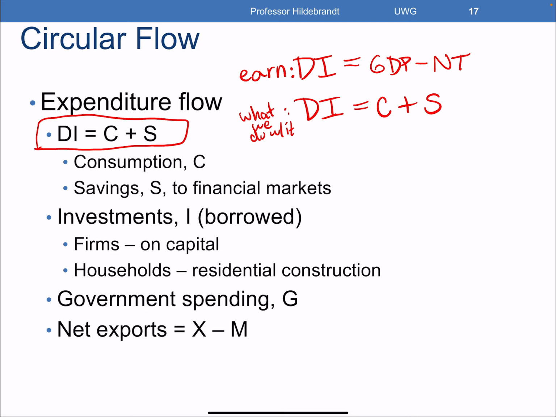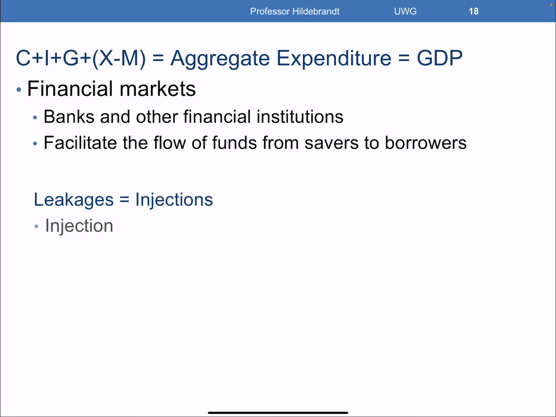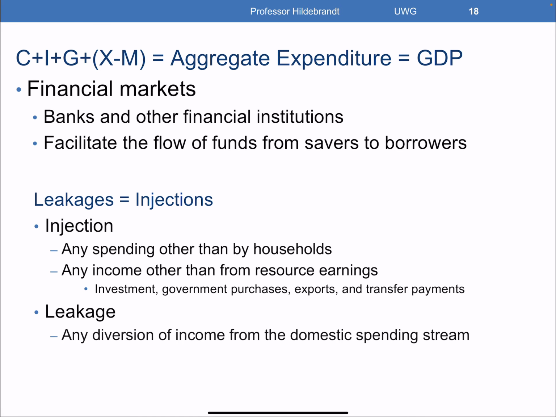Investments, remember that's borrowing dollars from those financial markets. So again, firms borrow it for new capital projects, new fleet vehicles, new construction, new computers, new equipment. Households borrow it for new residential construction. Again, government purchases is the G part. And then again, you have to know this formula for net exports, exports minus imports. So our financial markets, we'll talk more about banks and other financial institutions later in this course, but they really just are facilitators, okay? They facilitate the flow of funds from savers to borrowers. They charge interest in that process, so that's how banks make their profits.